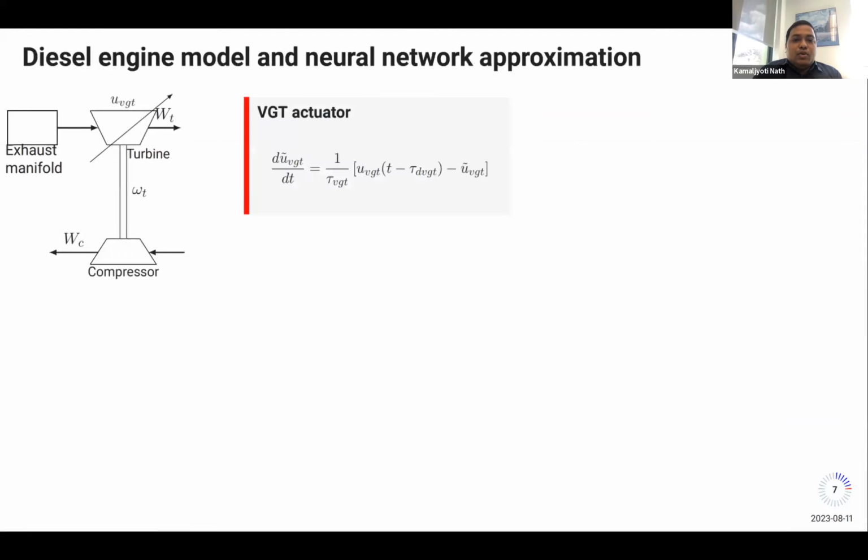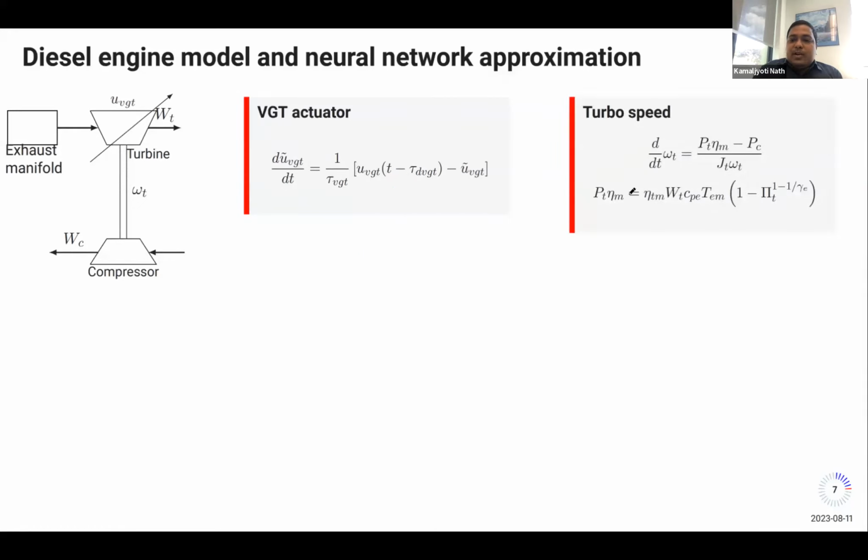Then we go to the VGT. The VGT has one equation, so there is no overshoot. If this is the input, there is a delay, and that goes to here. The EGR has an overshoot something like this, but the VGT doesn't have an overshoot.